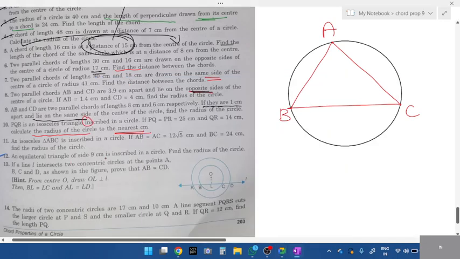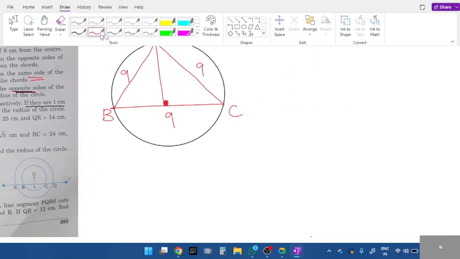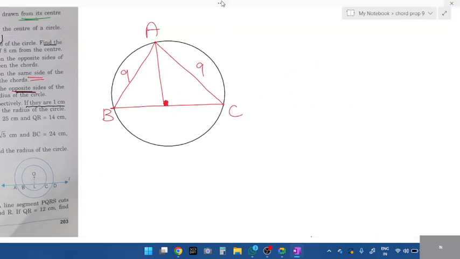An equilateral triangle of side 9 centimeter. Same question as yesterday, 9 centimeter all three sides. What is the first step we do? You need to draw a straight line. This straight line will bisect. I'll name this straight line as D.